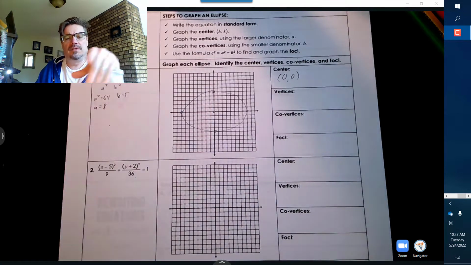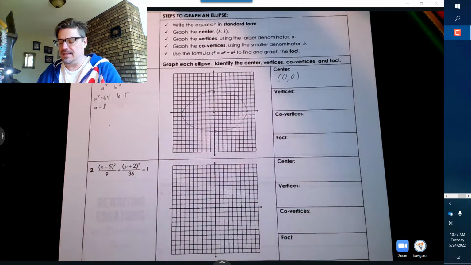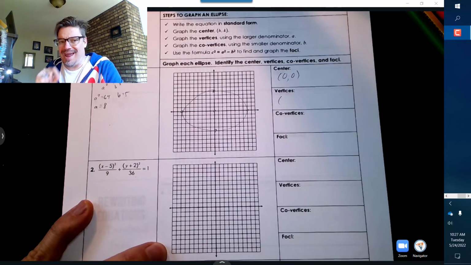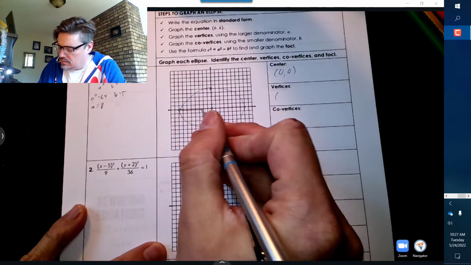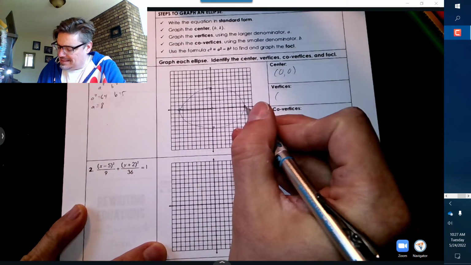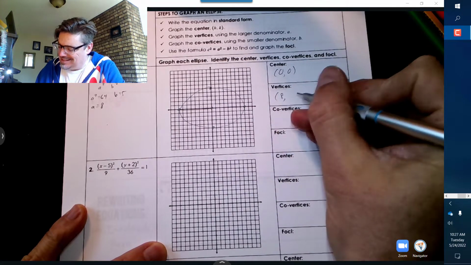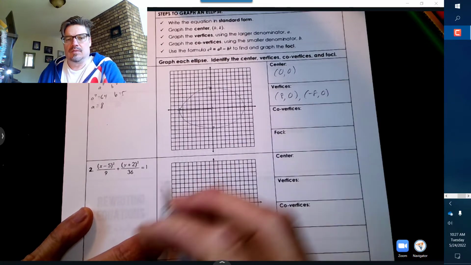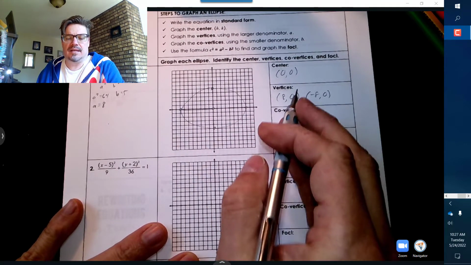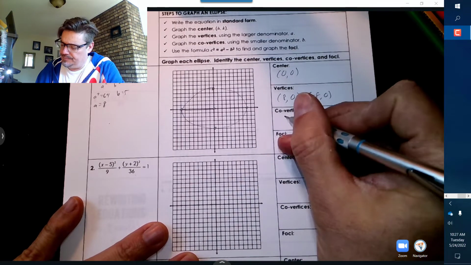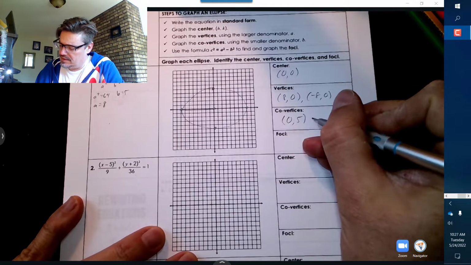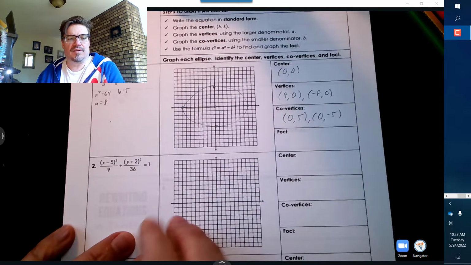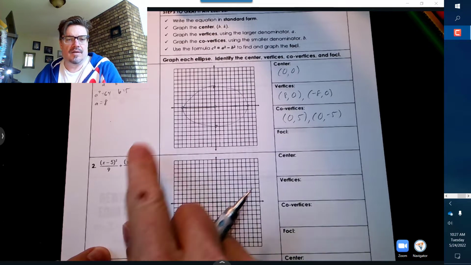Okay, but what we do then is if you want the vertices and the co-vertices, you're going to have to find those points. Now there's 2 vertices, and those are on the major axis, and the major axis is the longest one. And so since we're going 8 this direction, we have vertices at 8, 0, and -8, 0. Okay, so once you get the graph, these are actually quite easy to find. If you try to do these mentally, it can be very hard. You try to juggle all things, especially if your center is off of the origin.